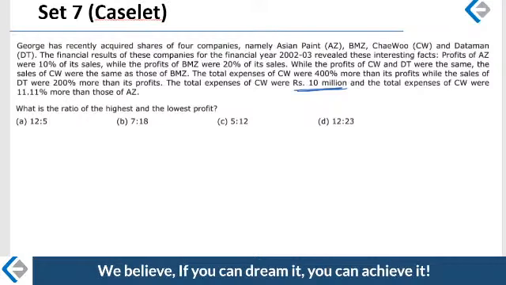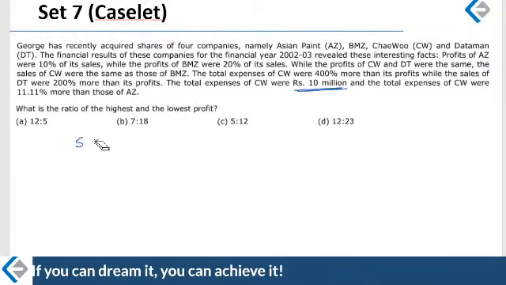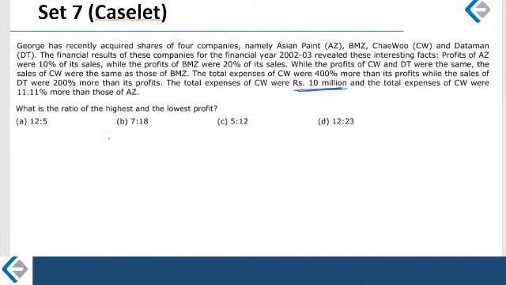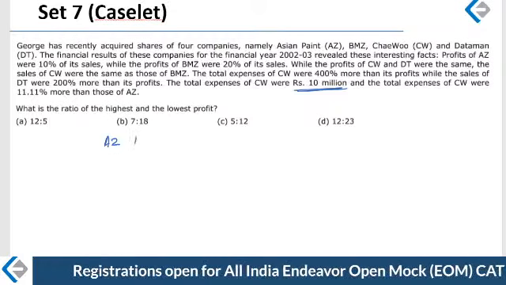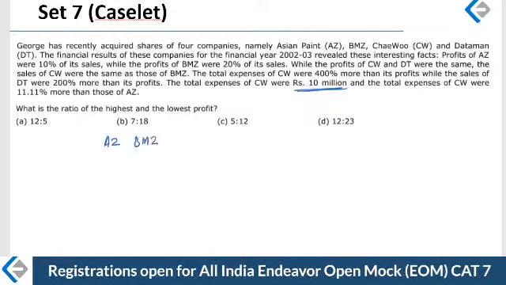That's fine. So what you will say is sales revenue. Of course, you will write that. Fine. Even before that, there are the companies here. What are the companies? AZ. You will make this small table. No doubt about it. AZ, BMZ, then you will say CW, then you will say DT. Now these are the companies, fair enough.